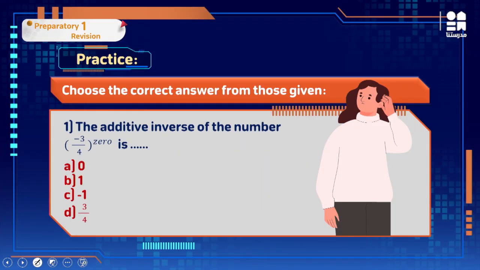Number 1. The additive inverse of this number, negative 3 over 4 all to the power of 0. As we know, any number to the power of 0 equals 1. So the additive inverse, we have to change the sign. So it is 1, so the correct answer is negative 1.